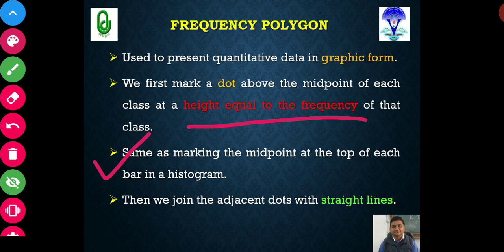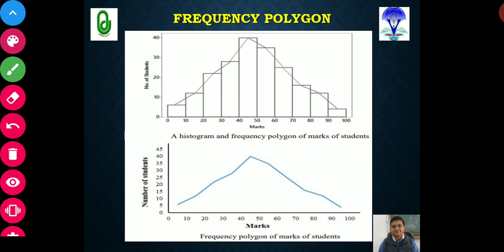Now we will join the adjacent dots with a straight line. This is very important, you have to remember straight line. Straight line means you have to use a scale and connect those points, not by freehand. Just in the next slide we will see the example. So this is the frequency polygon. A frequency polygon is usually prepared along with a histogram, but you can prepare it without a histogram also. Here the midpoints are given, and at the end these points are connected to each other by use of a scale.